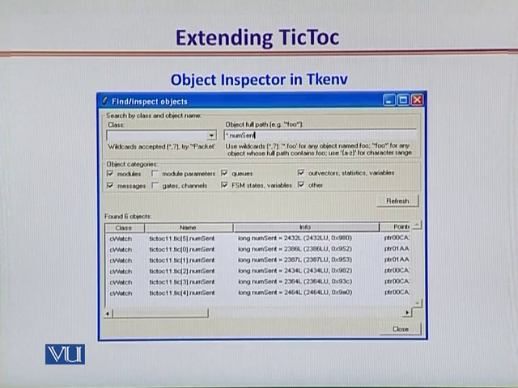Now, we can look at the number of packets sent and received in the object inspector in the Tkenv environment. For that, we see that the number of packets which are sent from all of these nodes are essentially the same. And why is that? It is because we are using a uniform distribution. Had we used another distribution, the number of packets sent across and at each node would have varied differently.